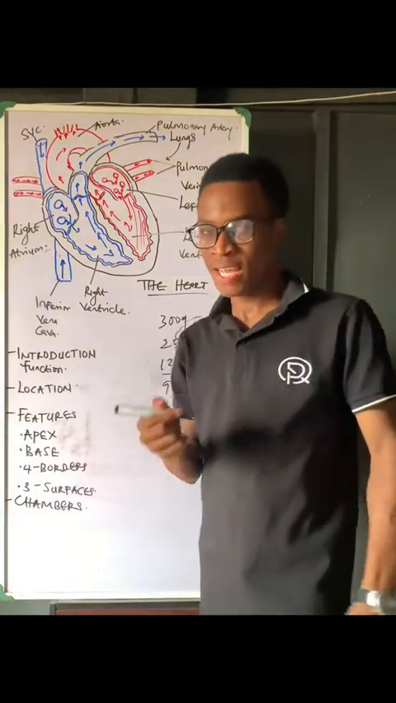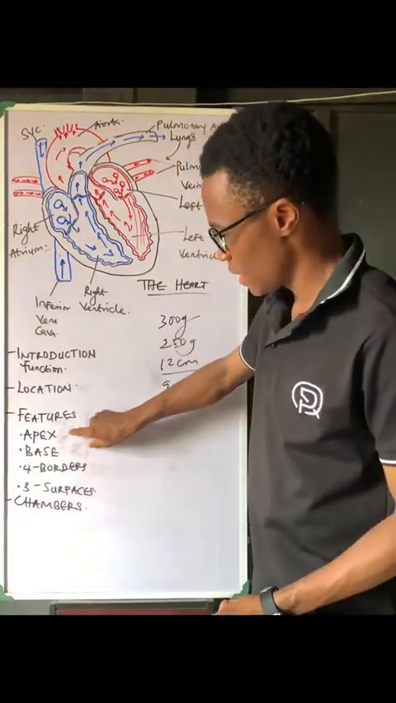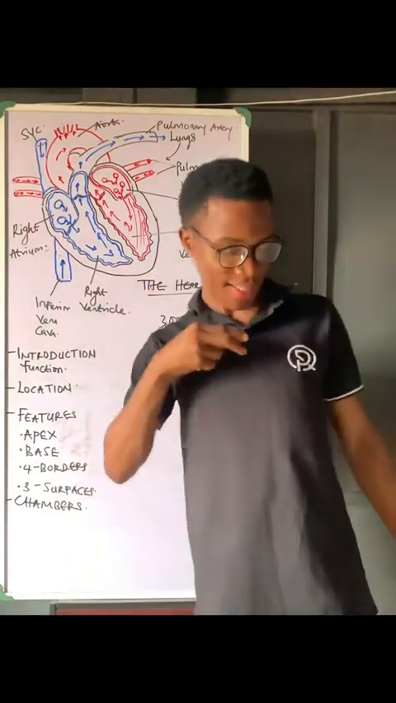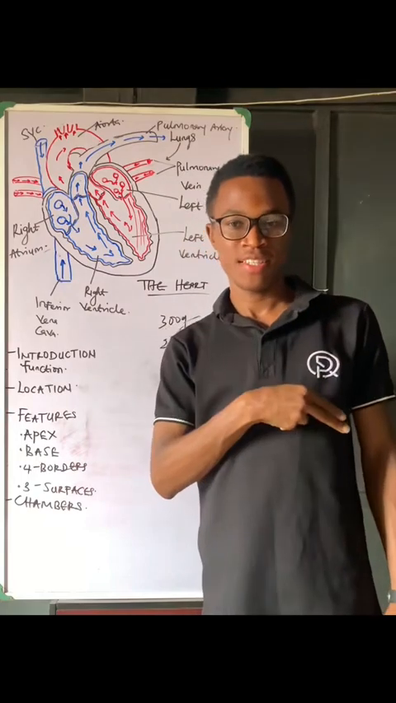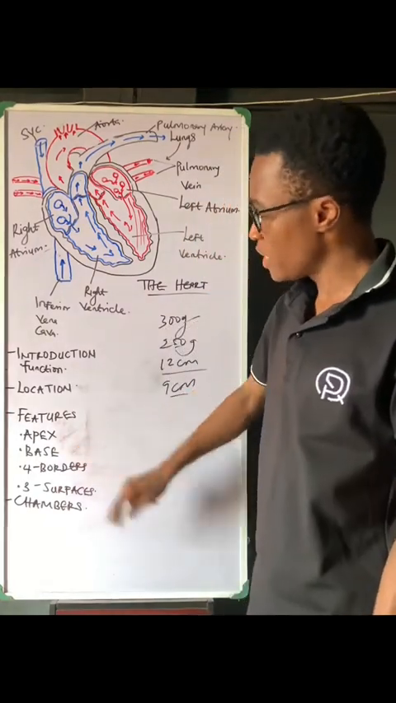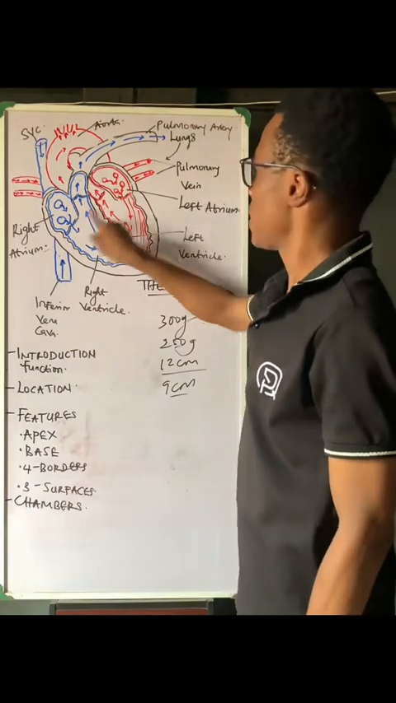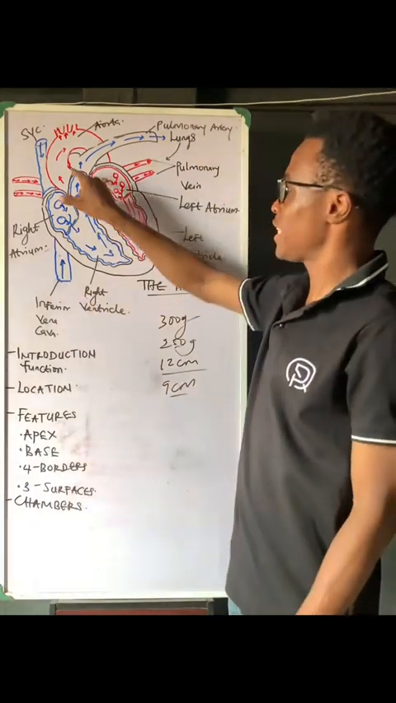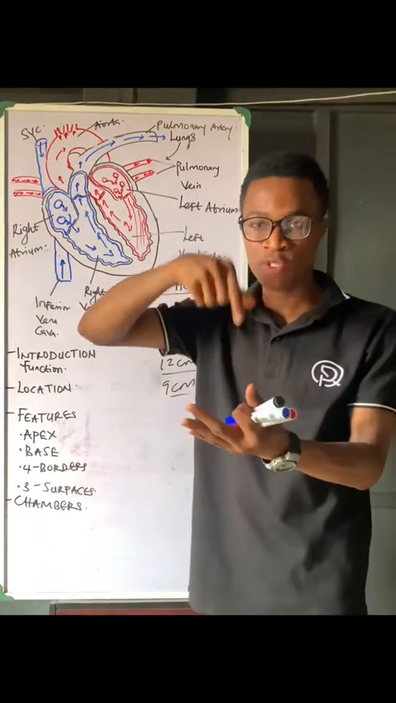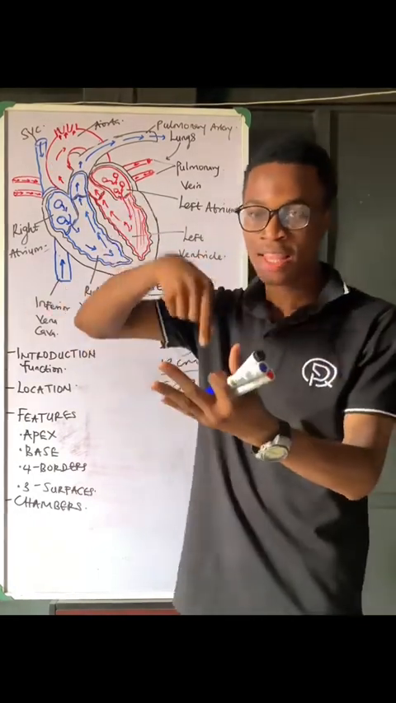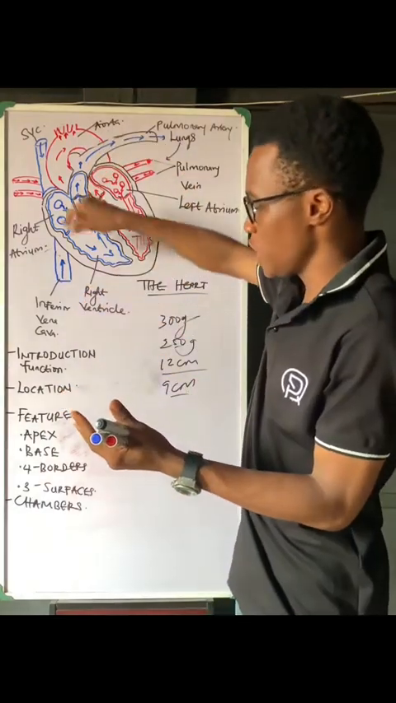Then other features of the heart. We can talk about the apex of the heart, which is formed mainly by the left ventricle. The heart is situated towards the left. Then we can talk about the base, which is formed by the right atrium and the left atrium. You notice that it's at this base of the heart that blood vessels, which are the arteries and the veins, enter the heart.